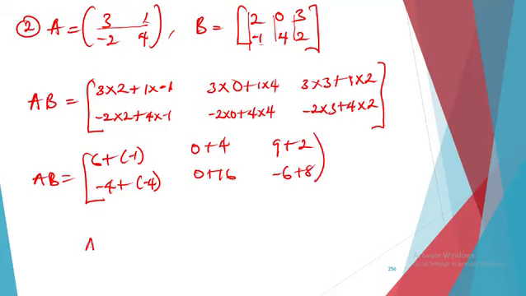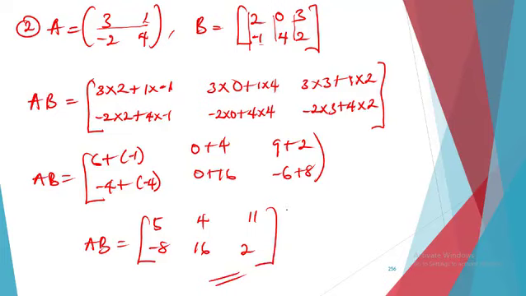Okay, so our AB is now the bracket. 6 minus 1 is 5. -4 minus 4 will give us -8. 0 plus 4 is 4. And 0 plus 16 is 16. 9 plus 2 is 11. -6 plus 8 will give us 2. Then leaving us with this as our answer. Do we understand? Okay, let's take one more example.